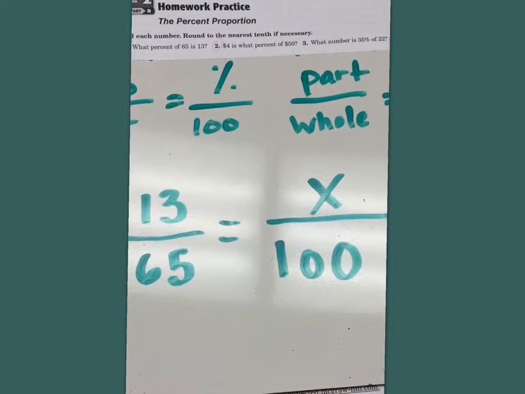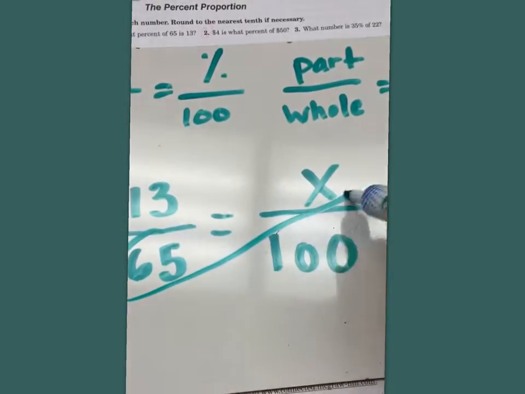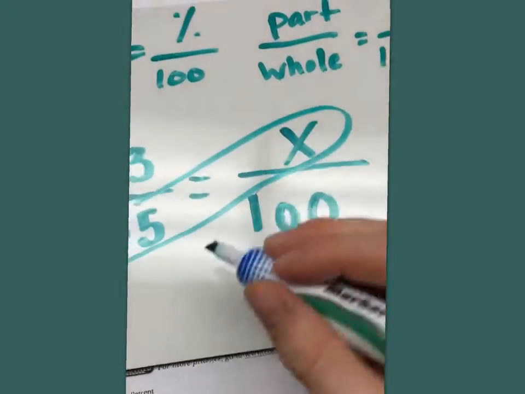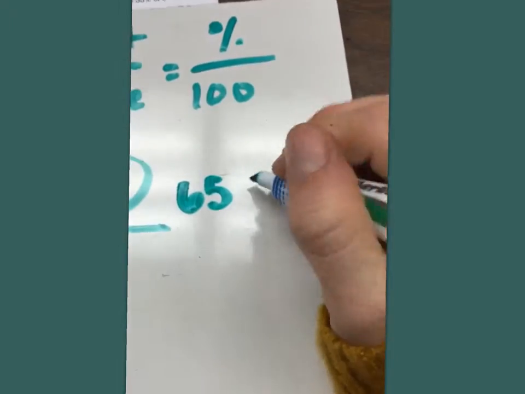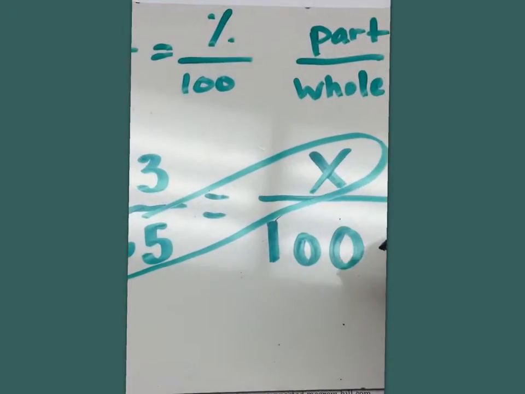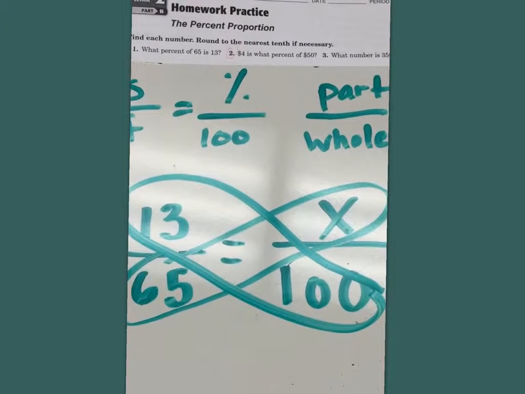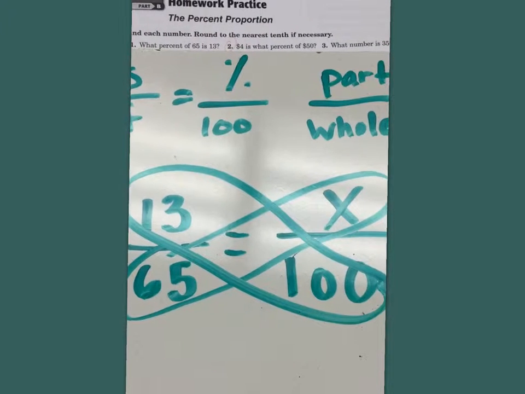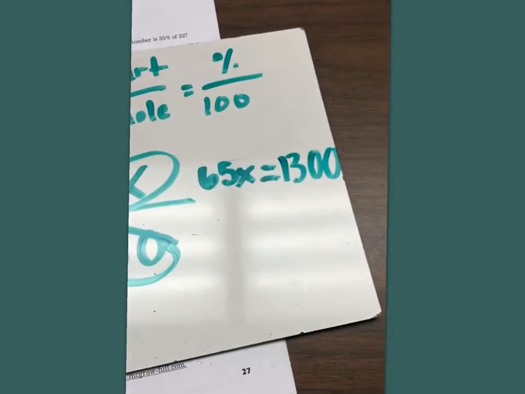Now you just cross multiply. So I'm going to take 65 times x. I'm going to write that down here. 65x equals, and I'm going to do 100 times 13. And when I do that, I get 13 with 2 zeros, 1,300.